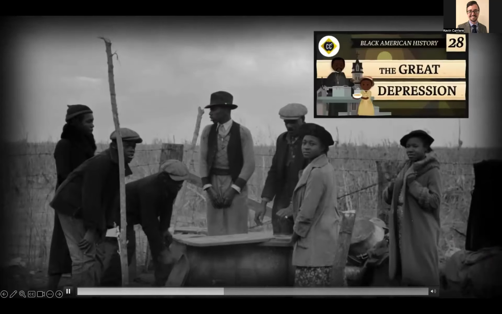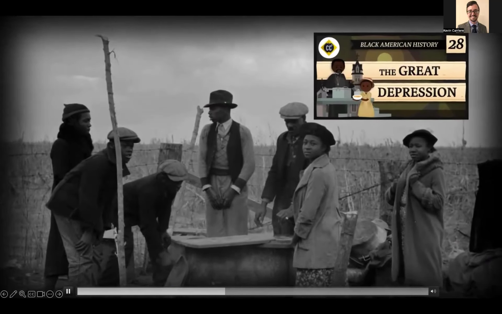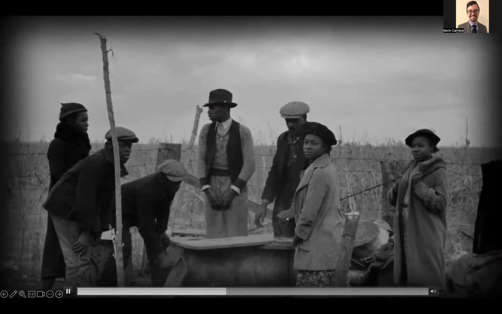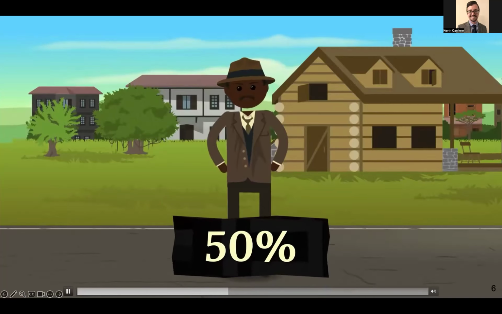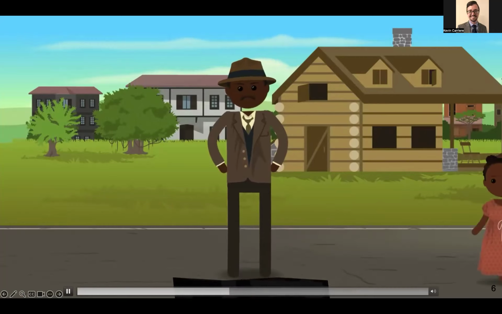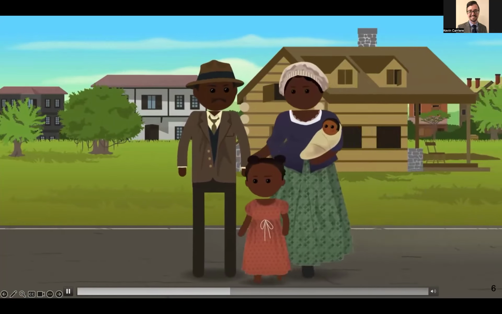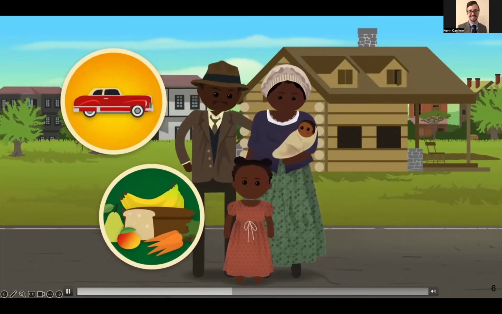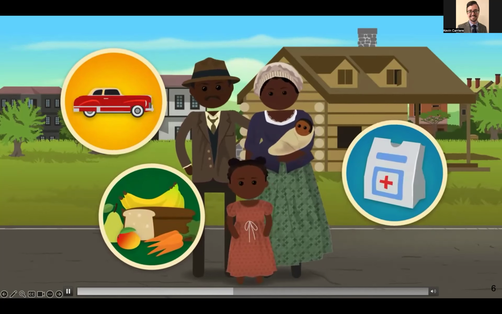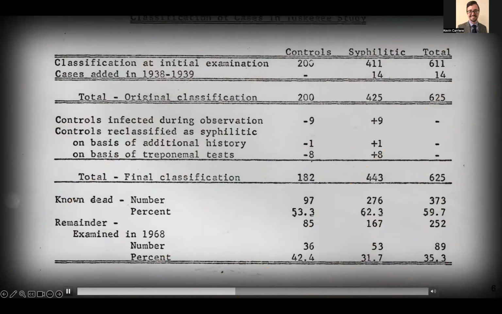For participating in the study, the men were offered medical care and burial insurance. And since Black Americans were hit really hard by the Great Depression, these types of incentives were extremely compelling. The Black unemployment rate in the South at that time was around 50%. And many of these men needed benefits for themselves and their families. They were also given rides to and from the study, meals on the day that they were present, free treatment for minor illnesses, ailments.